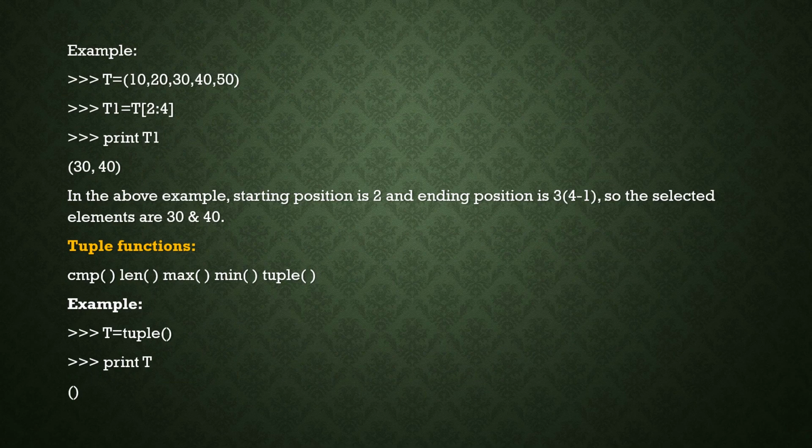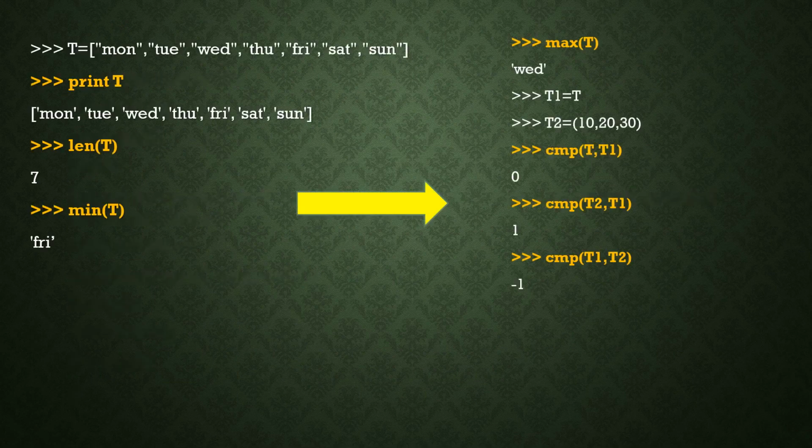Tuple functions: for comparison we can use length, maximum, minimum and tuple itself. Comparison means to compare two values or two elements. Length is to find the total elements in a tuple. Max means the maximum element in a tuple, and min means to find the minimum in the tuple, and tuple means to list the elements of a tuple. Here T equal to tuple, and then we need the tuple method, actually open and close parentheses. Print T, actually there is nothing, so it will display open and close parentheses. Next, move on to the next slide.